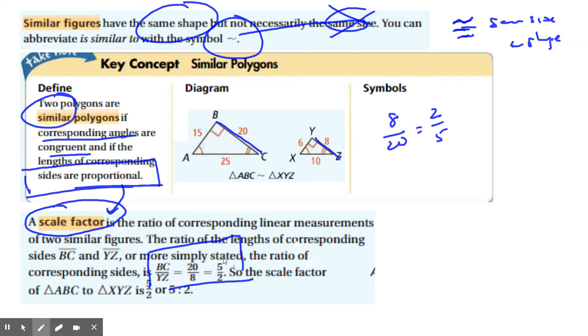I'm sorry, this was 5/2. So remember, the scale factor can go either way. Okay, they are reciprocals. 5/2, 2/5, they're reciprocals. But that scale factor is so important when you're talking about similarity. And again, notice when you're doing triangle similarity, it is the triangles that are similar to each other.